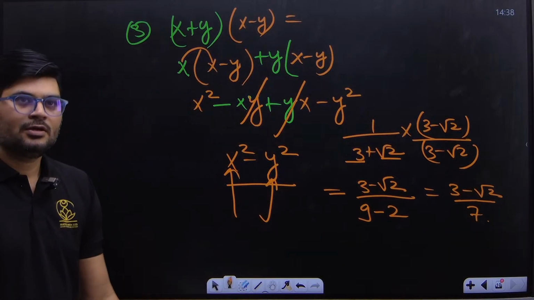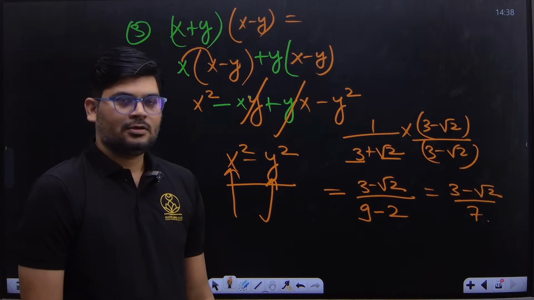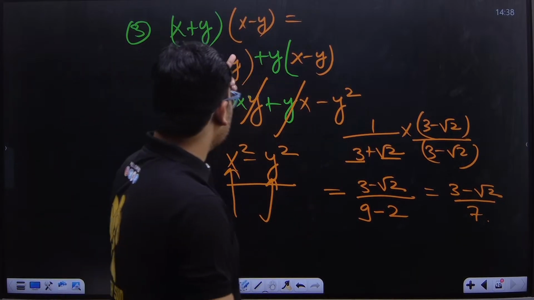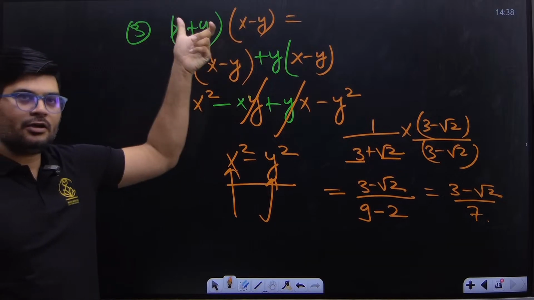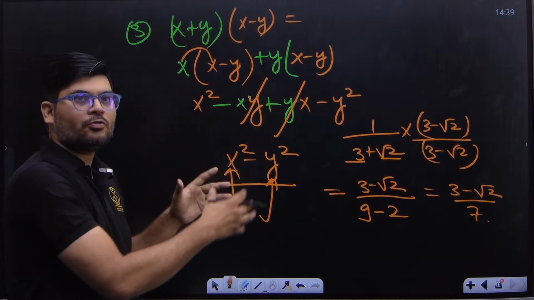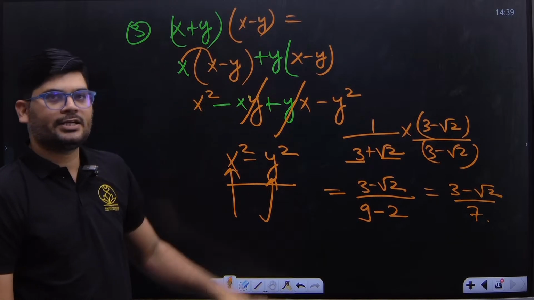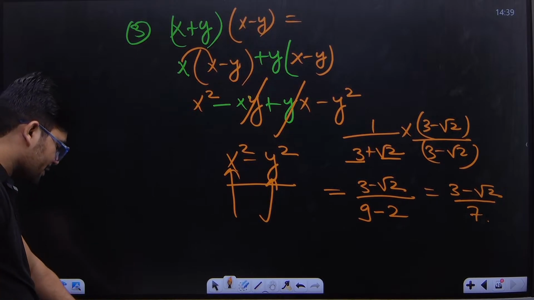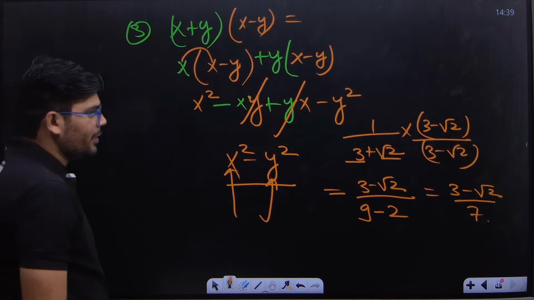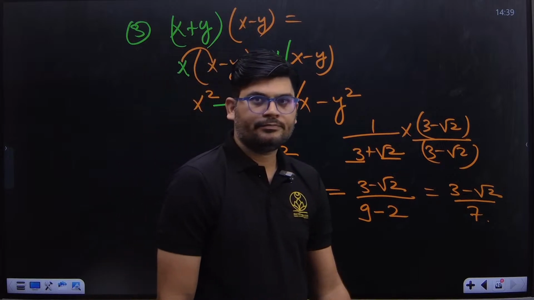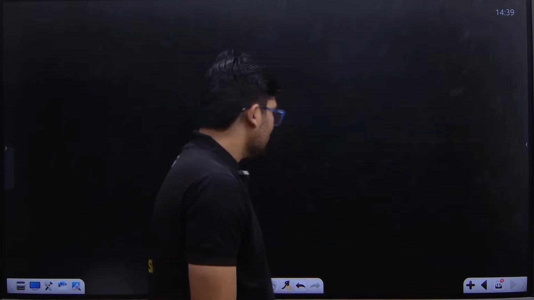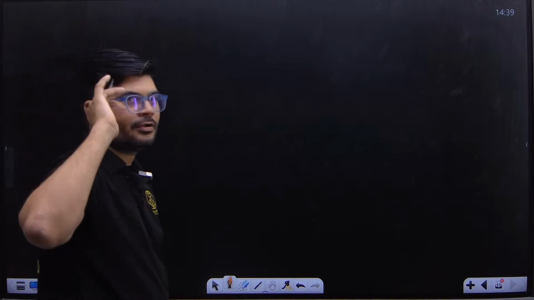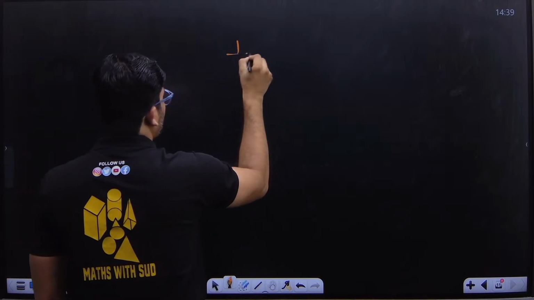You understood what is conjugate? You understood why it is being involved here, because we want to make use of the third algebraic identity, which cancels the square root effect of any number. Now, if a number is a single number, for example, you have 1 by 2 root 2.